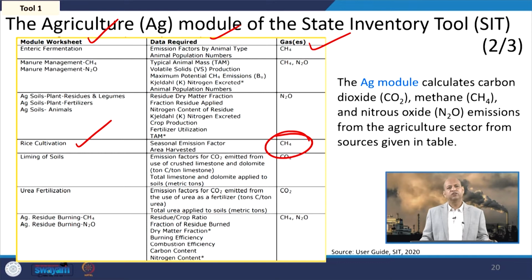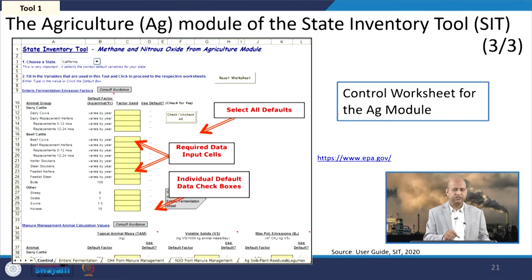Well, this is basically the control worksheet for this AG module, as you can see here. Some default values are there, and you can select the required data input values from here. This can have different categories, and default values may be there; you can also put in your own specific values, and then the calculation can be done very easily.